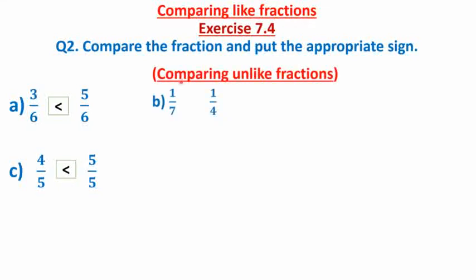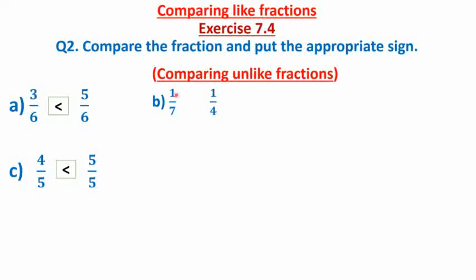Next is comparing unlike fractions. Unlike fractions are the fractions which have different denominators. Unlike fractions can have two conditions: either the numerators are the same or the numerators are different. First of all, we will see where the numerators are the same.